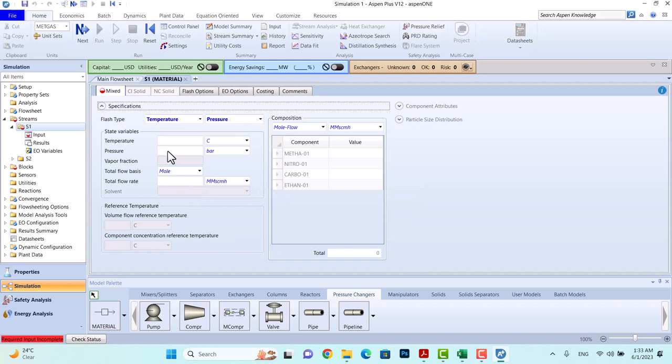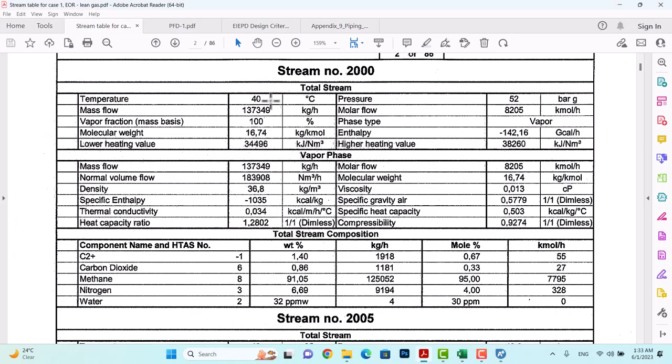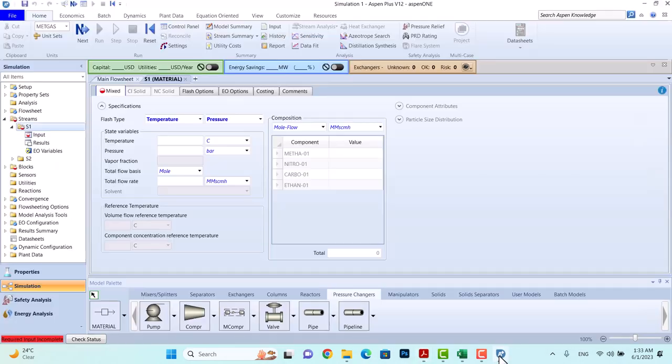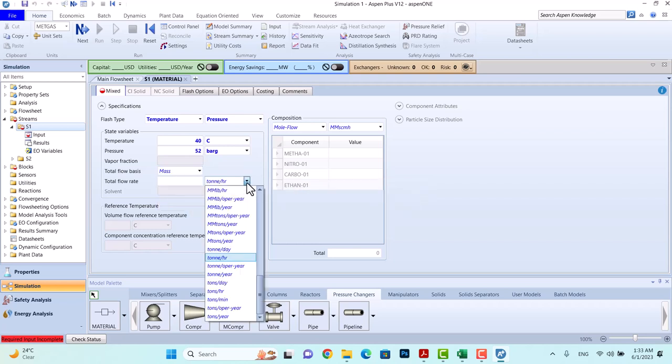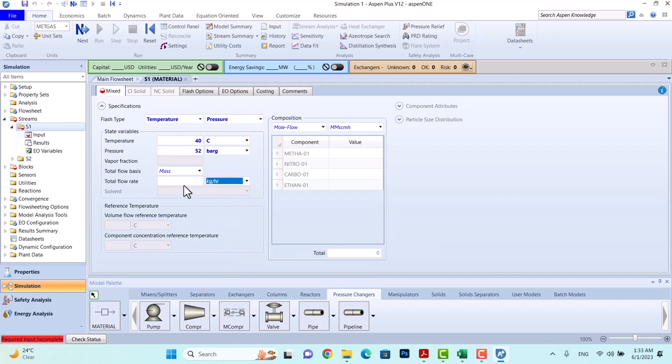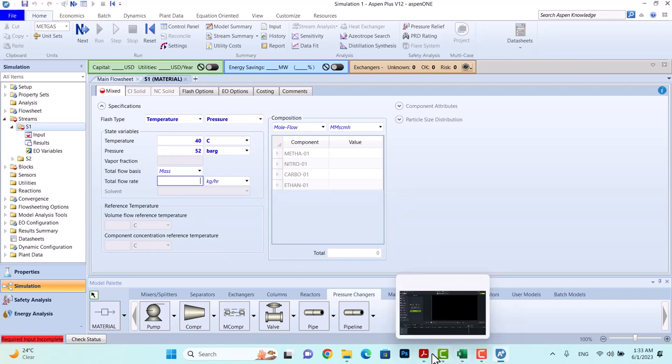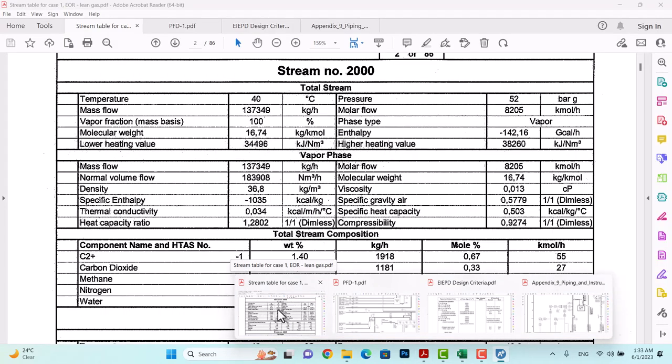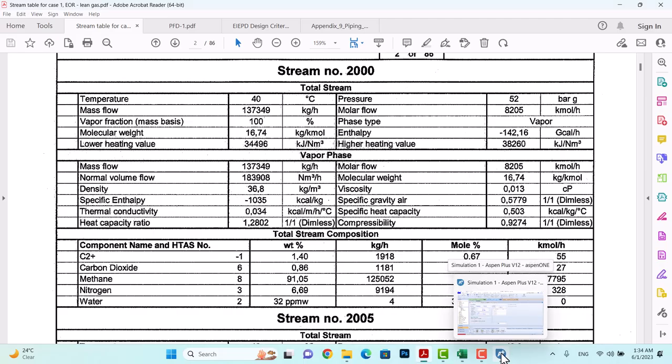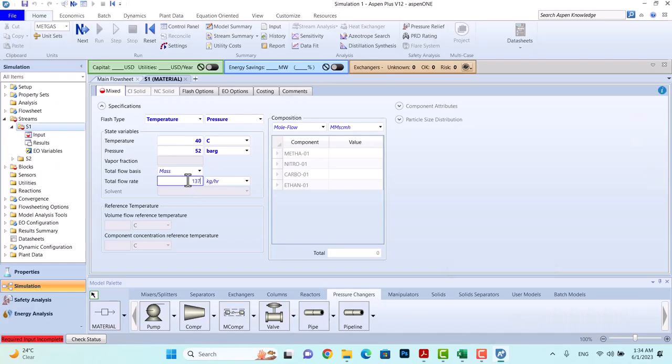So about operating conditions, 40 degrees Celsius and 52. It is in bar gauge, 52. Then the total flow rate, let's use mass, kilogram per hour. Total flow rate is this value, let's check it again.